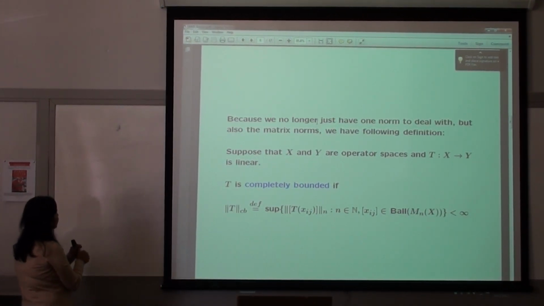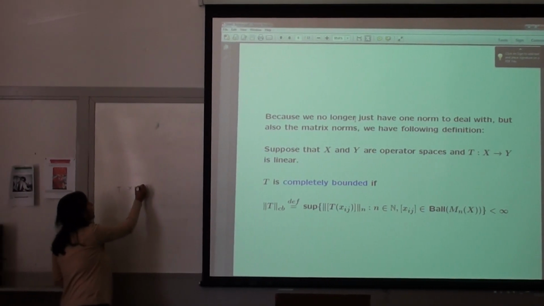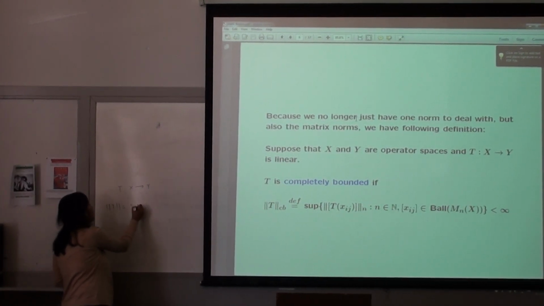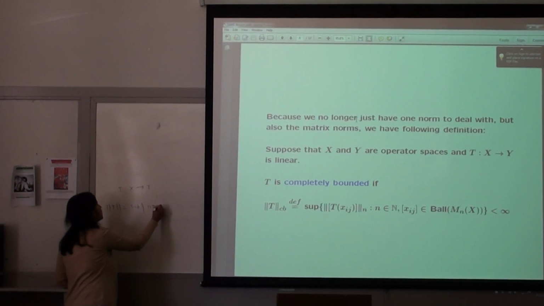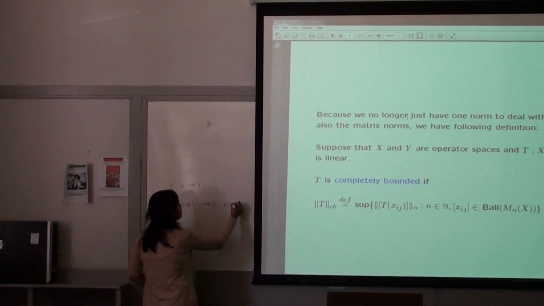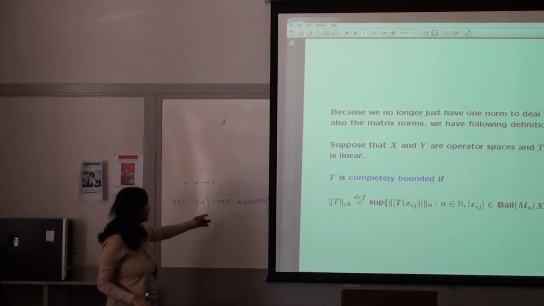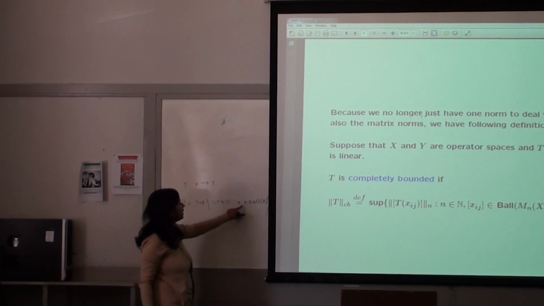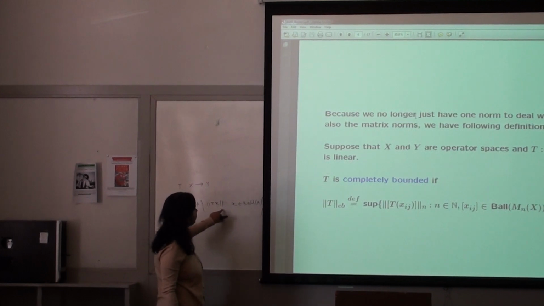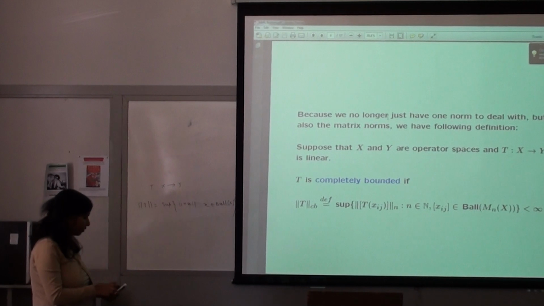In the normed space case, if you have just a Banach space or even just a normed space, we define the norm of a linear operator to be the supremum of T applied to all the entries x, where x is in the ball of X. But in the case of operator spaces, we replace x by elements in the ball of matrices over X, and we take the supremum over all such n's. So that's my completely bounded norm.